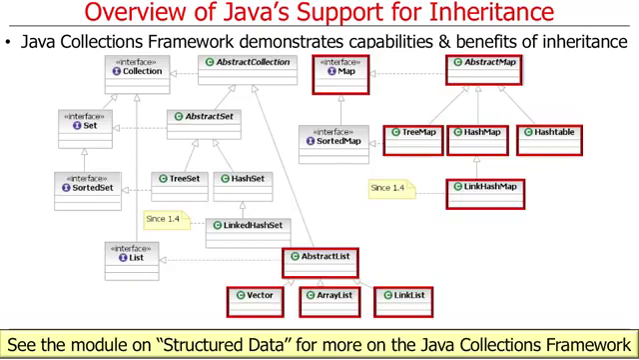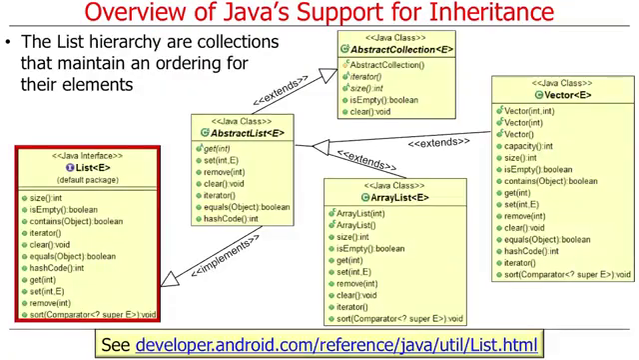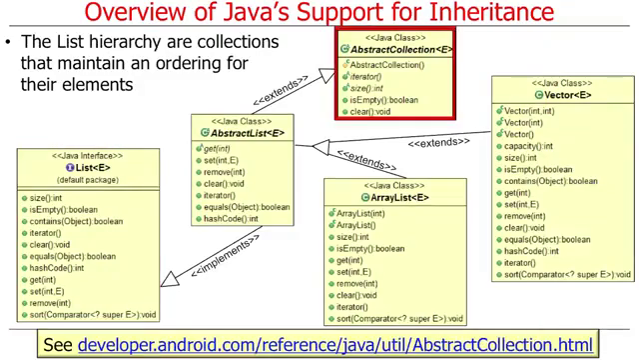Here we'll examine a portion of the list hierarchy, which are collections that implement the list interface and maintain an ordering for their elements. The Java Abstract Collections superclass provides a skeletal implementation of the collection interface. This superclass forms the root of the hierarchy of collection subclasses that provide various implementations of ordered and unordered groups of abstract data type elements.